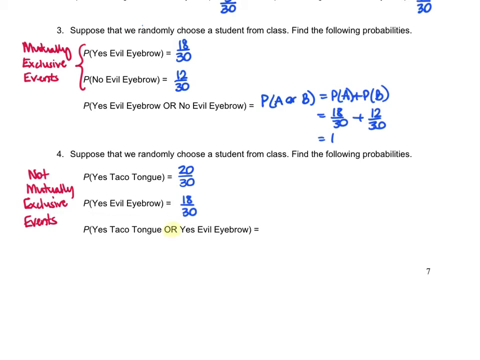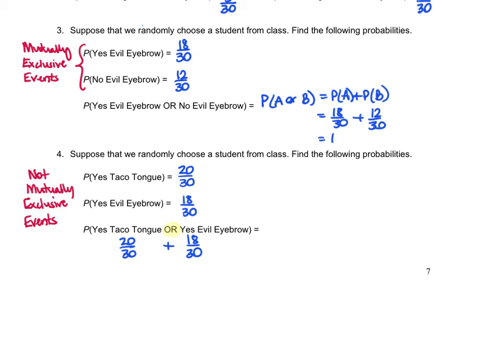yes evil eyebrow? Now, we might think that because we know the probability rule, when we use or, we add them together, we might say that this is going to be yes taco tongue is 20 out of 30 plus yes evil eyebrow is 18 out of 30. But if we add those two numbers together, we're going to get 38 out of 30, which is above 1.0 or above 100%. So that's really not possible.